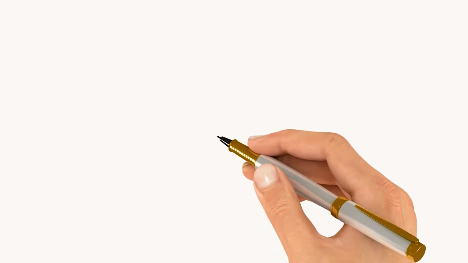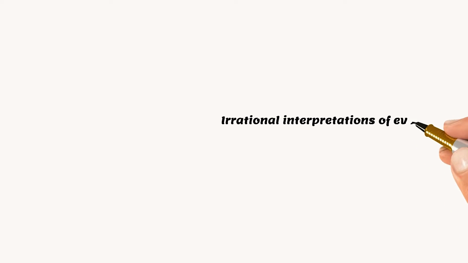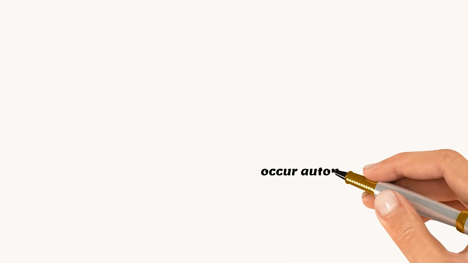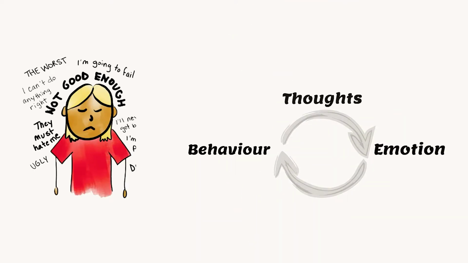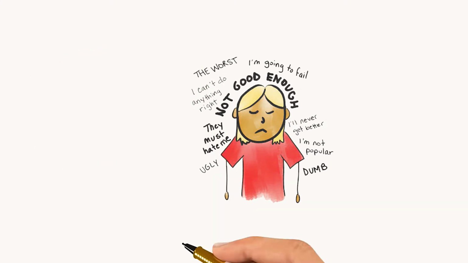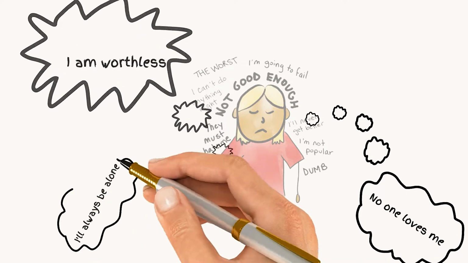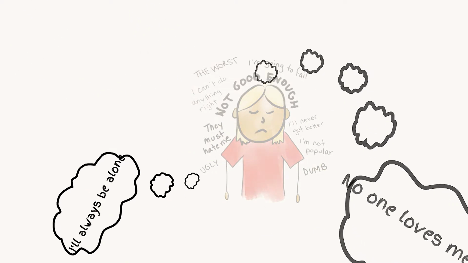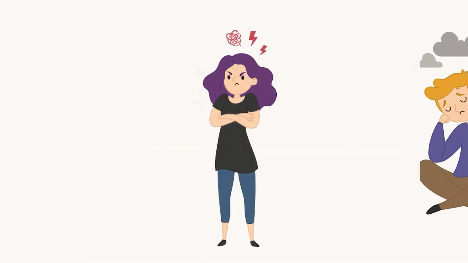And here we go. Negative automatic thoughts or NATs are irrational interpretations of events which occur automatically and often without our conscious awareness. These thoughts usually have strong impact on our mood and behavior. Our brain starts believing in these irrational thoughts and this colors our perspective about self, others and the future. These irrational interpretations often become the root cause of anxiety, depression, and many more mental health issues.